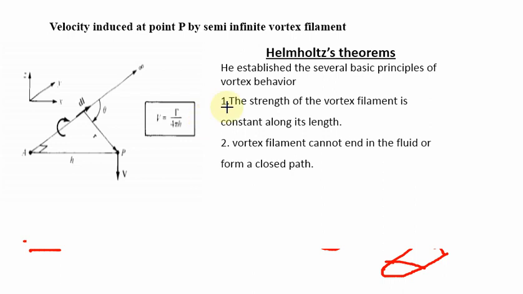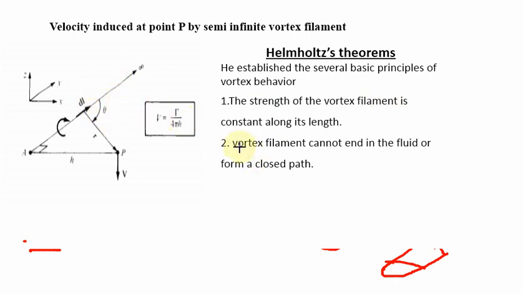The Helmholtz theorem establishes several basic principles of vortex behavior, based on the previous semi-infinite and finite cases. You have to remember two important points. The first point: the strength of the vortex filament is constant along its length. Suppose I have a vortex filament like this, its strength will not vary because of distance or any other parameter. We have to consider the strength constant along its length, whether it is infinite or finite.